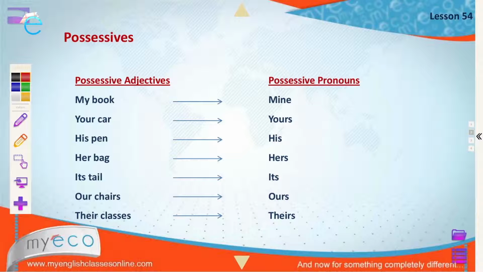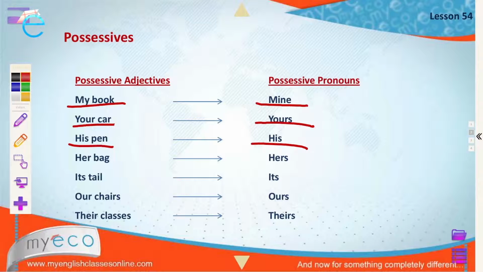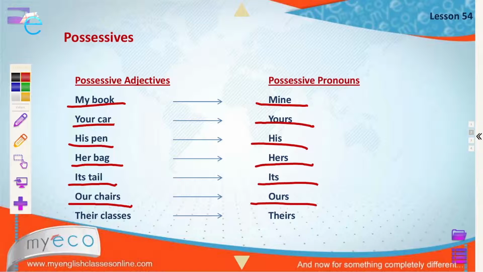Let's take a look at possessive adjectives and possessive pronouns. For example, my book, it is mine. And your car, it is yours. His pen, it is his. Her bag, it is hers. Its tail, it is its. Our chairs, they are ours. Their classes, they are theirs.